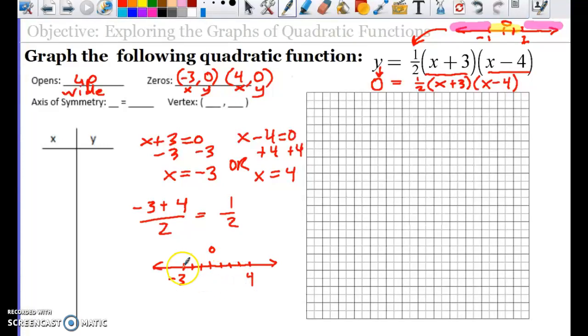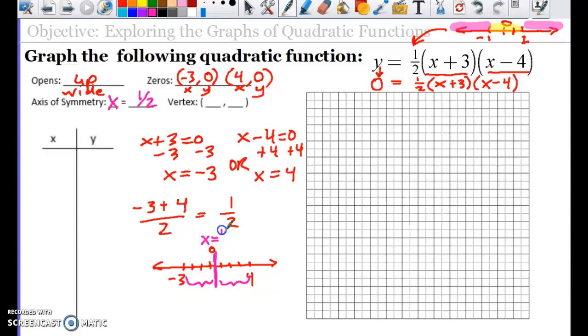How many apart are these? 7. 1, 2, 3, 1, 2, 3, 4. They're 7 apart, and right in the very middle would be the axis of symmetry. It has to be right in the middle here between those two. And there's an equal spot on the left side as there is on the right side. And so I know that my axis of symmetry has to be x equals positive 1/2, because that's right in the middle.